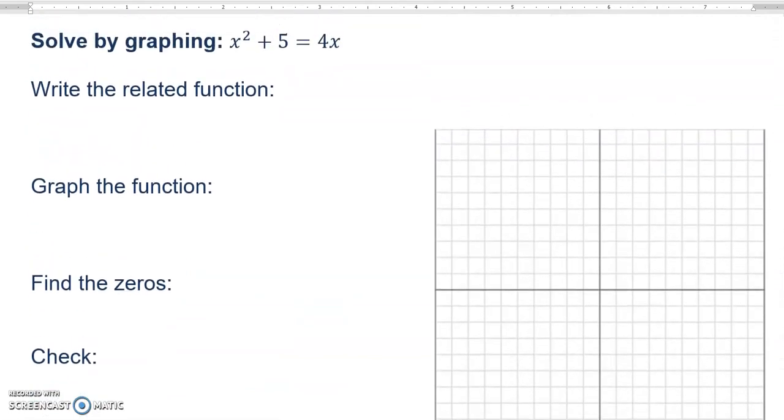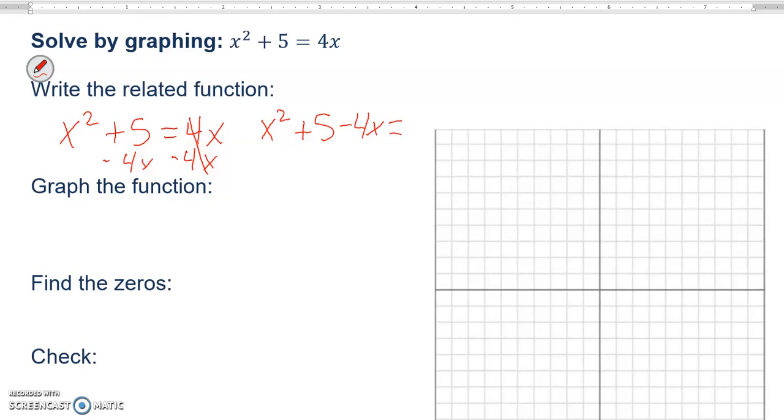So now let's try this one. So we're going to write our related function, x squared plus 5 equals 4x. And now we're going to rearrange. So we're going to move 4x to the other side, so subtract 4x. That cancels, so this will be left with x squared plus 5 minus 4x equals y. And we want to make sure it's in standard form. So x squared minus 4x plus 5 equals y. So that is our related function.